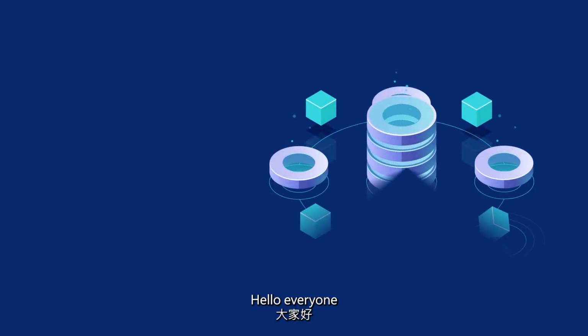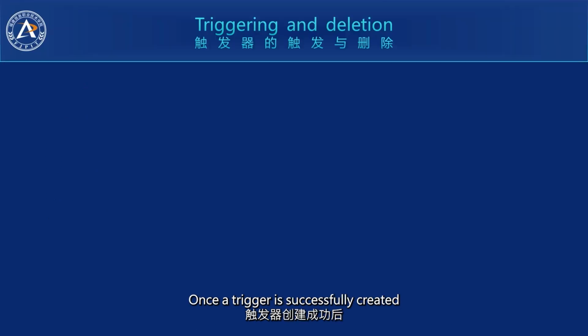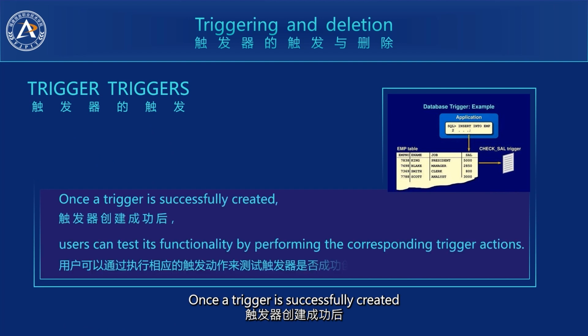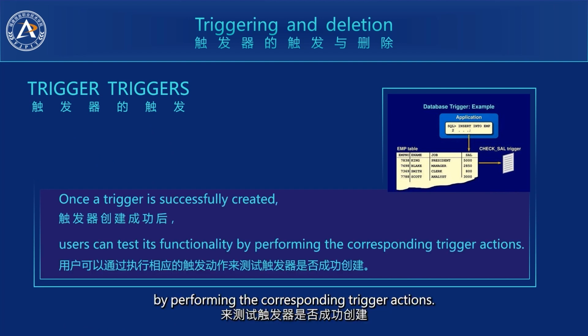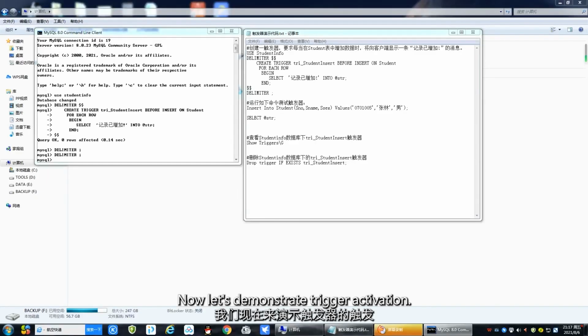Hello everyone. In this class, we will learn about trigger activation and deletion. Once a trigger is successfully created, users can test its functionality by performing the corresponding trigger actions. Next, we will provide examples to demonstrate trigger activation operations. Now let's demonstrate trigger activation.